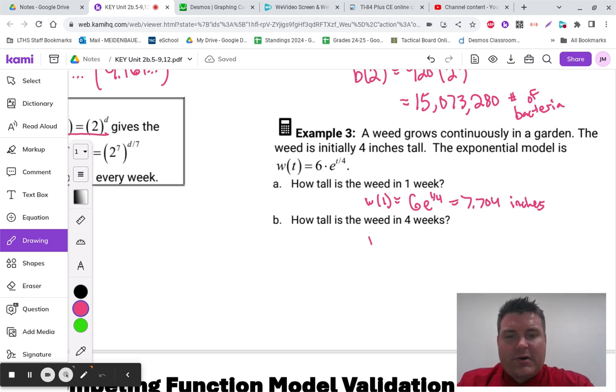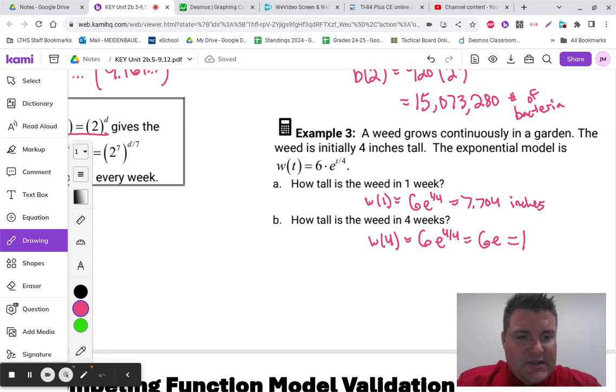If I'm doing the weed in 4 weeks, it's the same thing. You just plug in a 4 instead. So it's actually 6 times E to the 4/4, which is just 6 times E. Type that in, you can do that yourself, and the answer is 16.310 inches.